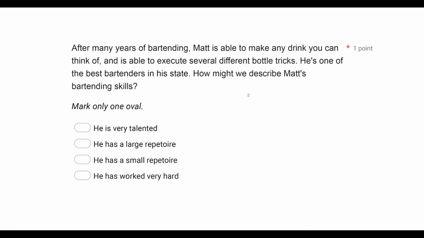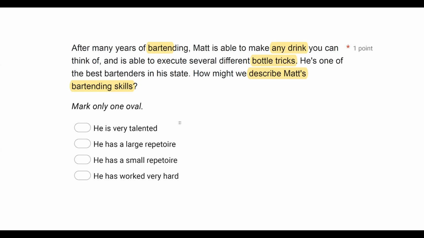This is kind of an abstract question because we want to describe Matt's bartending skills. Now, be careful here. Remember, when you're describing things and defining things, especially on the exam, we want to be using ABA terminology. And so we want to avoid subjective ideas, mentalisms. Stick with ABA terminology. That's the safest bet. So in this case, Matt, he's a bartender. He can make any drink you can think of, and he has all these different bottle tricks. He's a very good bartender. A lot of tricks, can make a lot of drinks. How would you describe the skills?